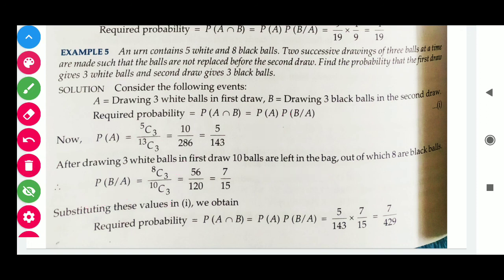Now, substituting these values in the required probability result, probability A intersection B is equal to probability A times probability B over A. Now, putting in the values, we get the answer 7 over 429.